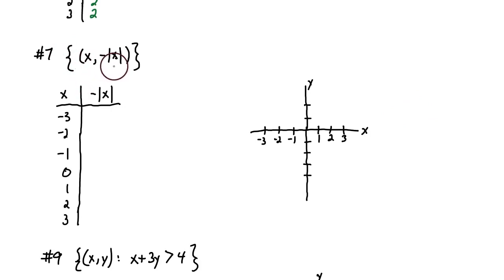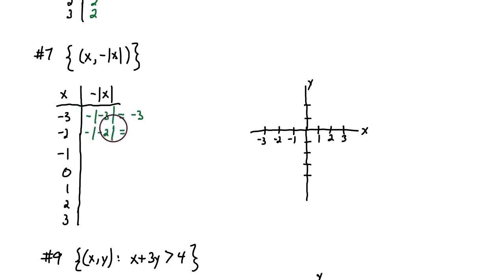and the second coordinate is found by taking the negative of the absolute value of x. I've made my chart. Now let's substitute our number in for x and evaluate the answer. The absolute value of -3 is 3, but then there's a negative in front, making -3. Next row.